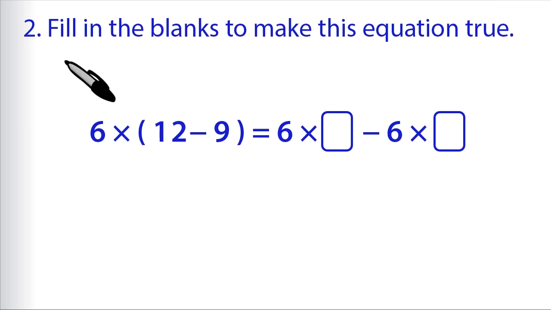For problem 2, we need to fill in the blanks to make this equation true. We have 6 times the group, 12 minus 9, equals 6 times blank minus 6 times blank. So, we need to distribute this 6 to each of these members of the group. For this first one, we distribute the factor of 6 to that 12, so we put in a 12 here. And then we distribute this factor of 6 to this minus 9. But we already have the minus sign in there, so we'll just put the number 9 right there.